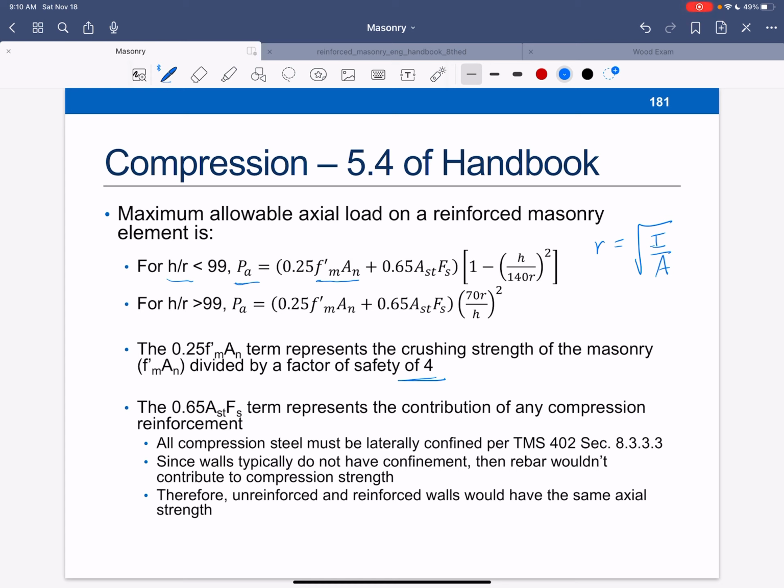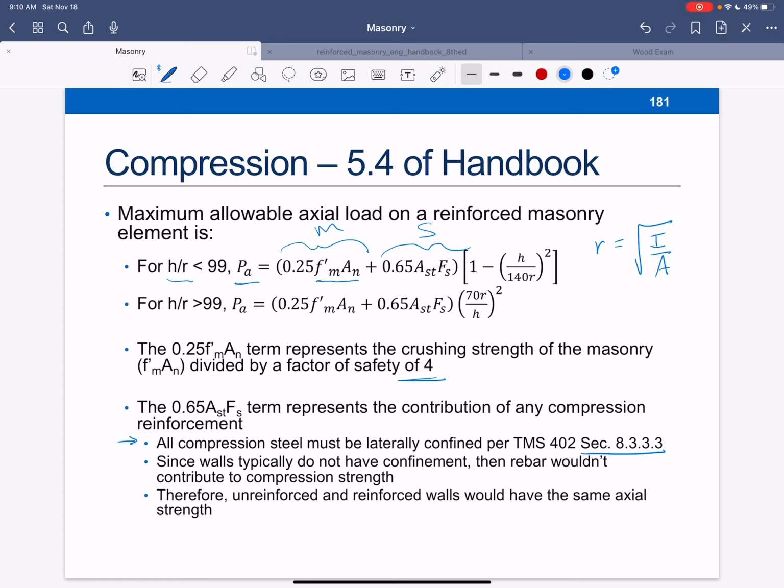So this is the masonry term, and then this is the contribution from the steel. The 0.65 A sub st F sub s is the compression reinforcement steel. It has to be laterally confined, so ties. If you want to do a column, you follow these equations and you make sure you have lateral confinement, and it goes through the requirements for ties in the TMS, or you can find that also in the handbook.